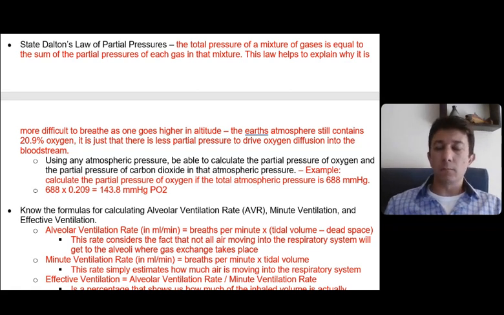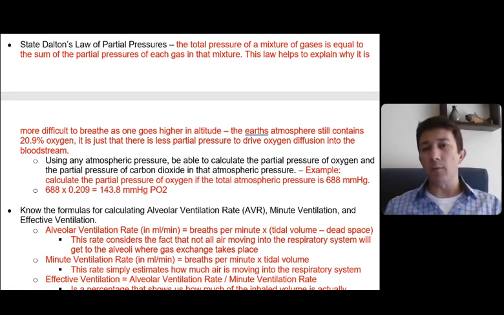So Dalton's law, maybe kind of confusingly, states or is described as: the total pressure of a mixture of gases is equal to the sum of the partial pressures of each gas that's in that mixture.